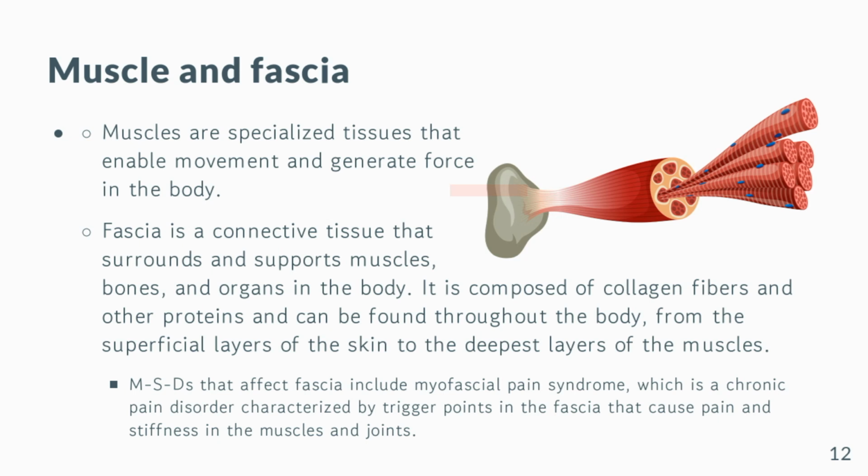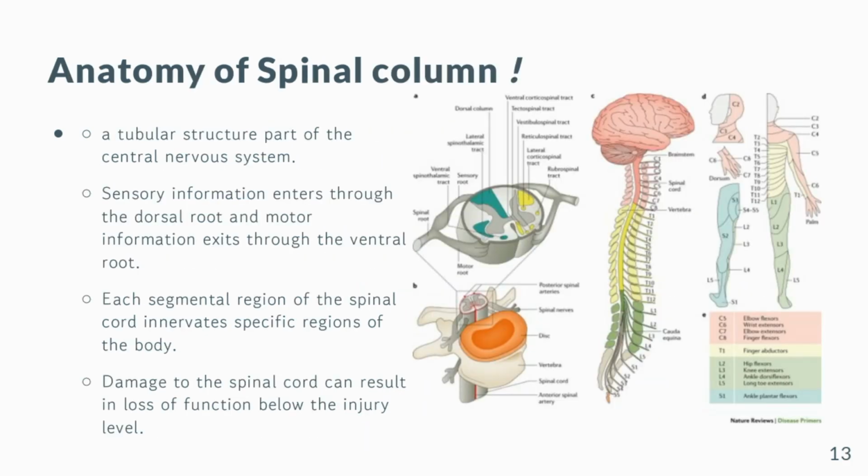It is composed of collagen fibers and other proteins and can be found throughout the body, from the superficial layers of the skin to the deepest layers of the muscles. The spinal cord is a long, thin, tubular structure that is part of the central nervous system, CNS. It is located within the vertebral column and is protected by bone and ligament.